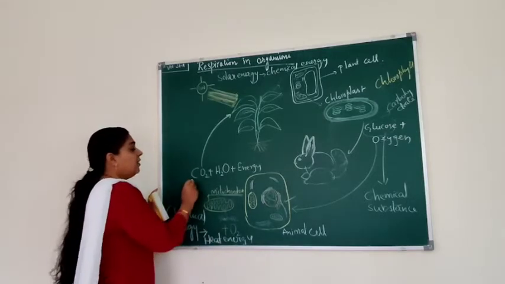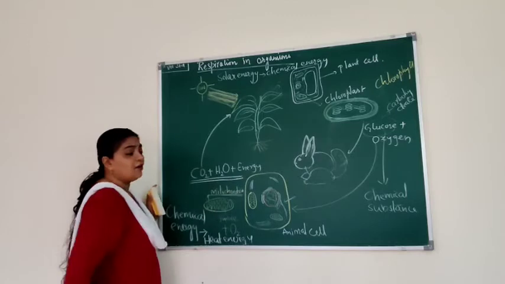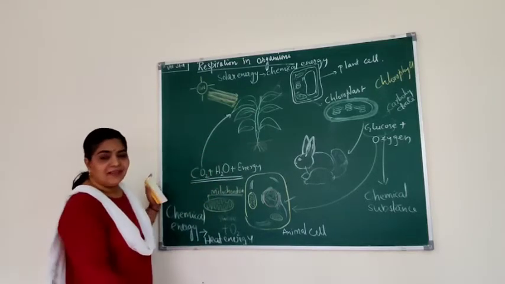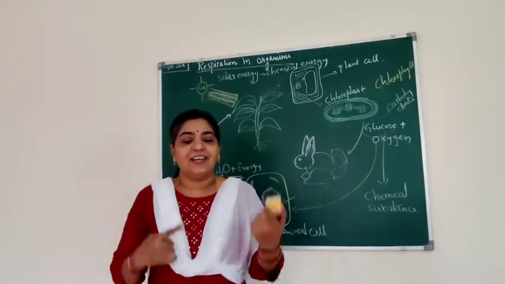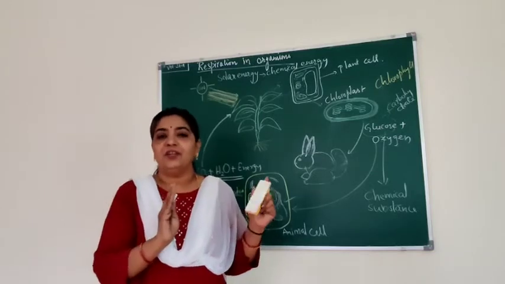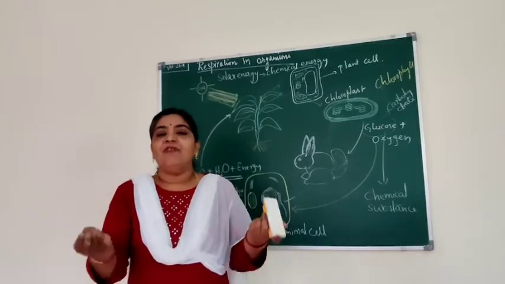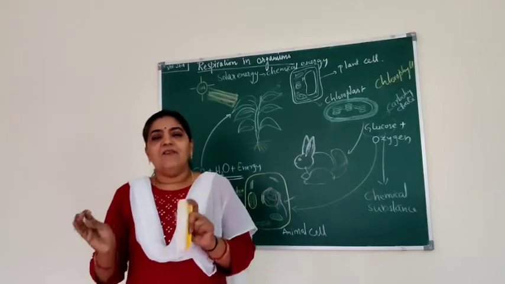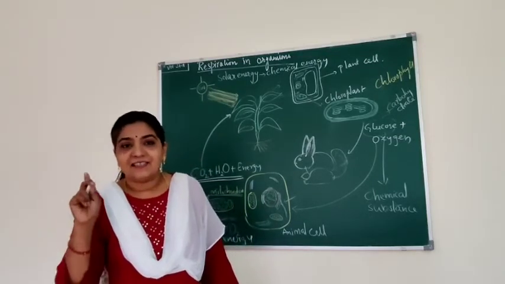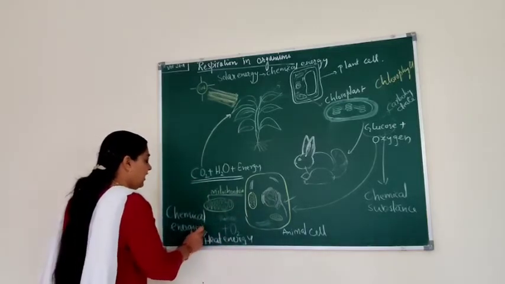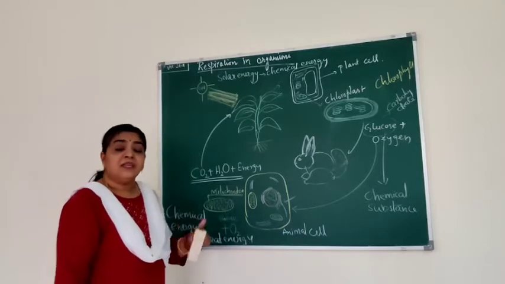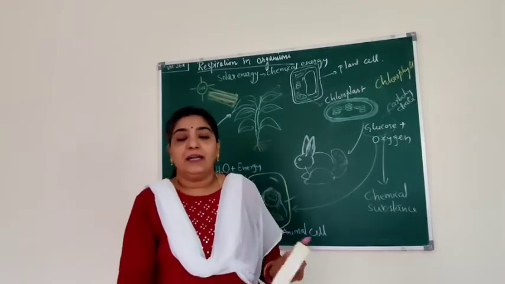In the mitochondria, we give out carbon dioxide and water, and that carbon dioxide will be taken by the plants, and this continues. So plants help in converting the solar energy into chemical energy, and when we take that chemical energy, we are converting the chemical energy into heat energy. This is respiration. Converting chemical energy into heat energy is another definition for respiration.